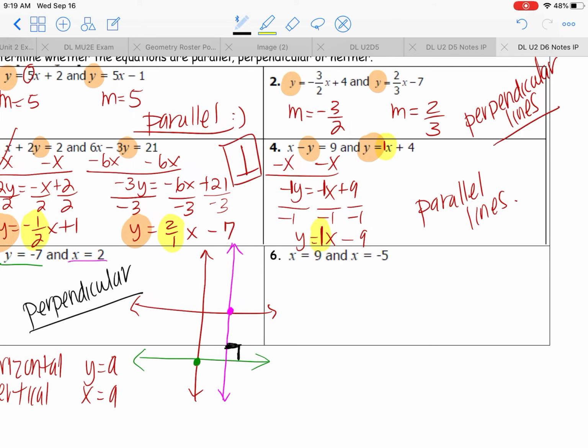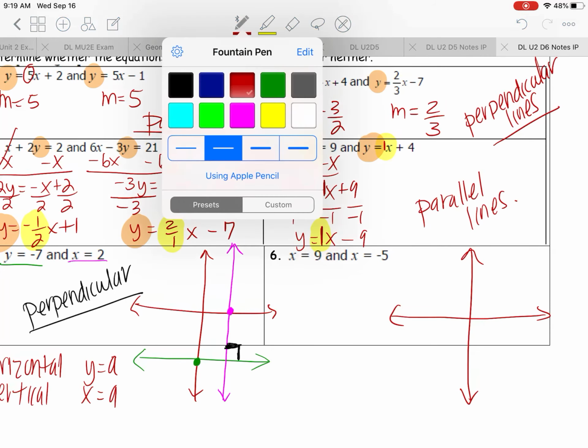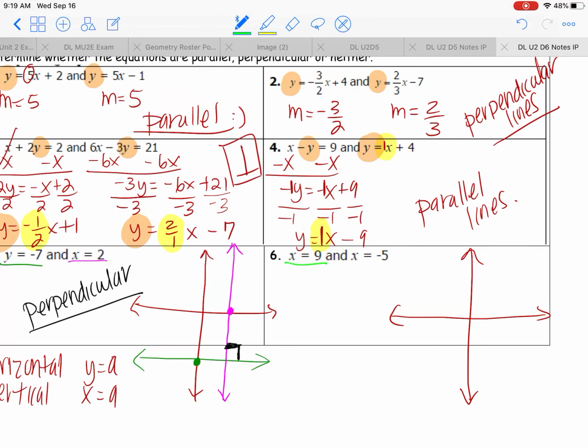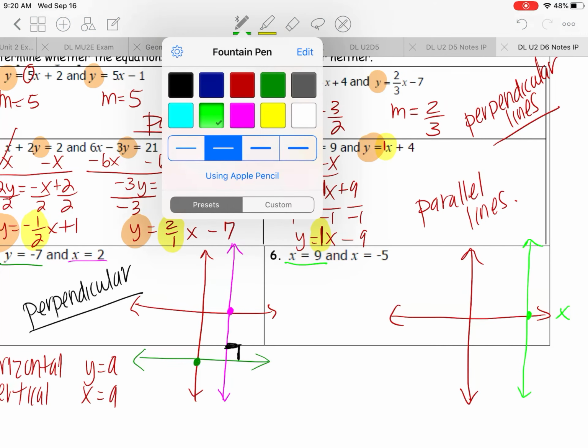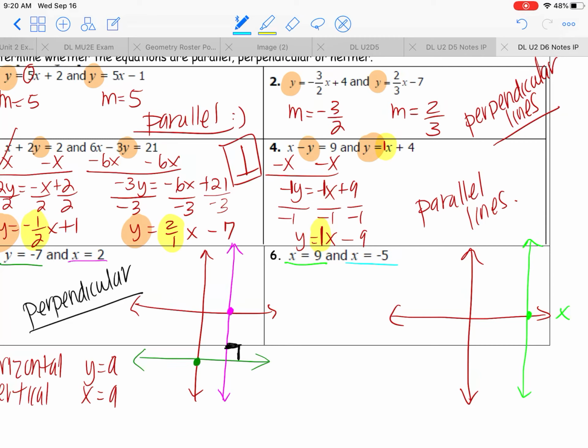Excellent. Now for the next one, same thing. I encourage you guys to do the coordinate plane. Super easy. And I know that my first line is x equals 9. So I'm going to go on the x-axis at the 9. I'm going to pretend this is a 9. And you're going to put your vertical line. The next one is x equals negative 5. So on the x-axis, I go to negative 5, which is like about right here. And I draw my vertical line.